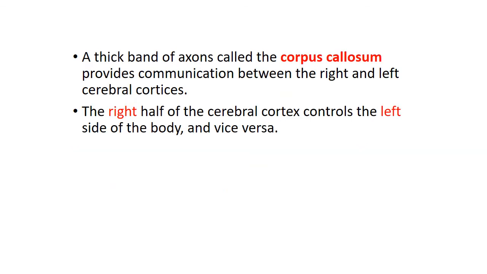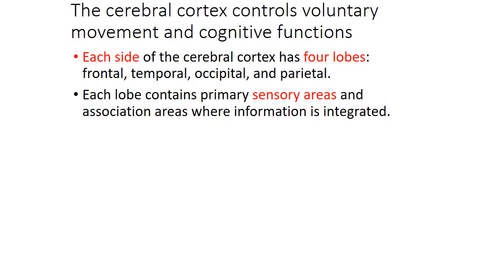These two hemispheres are divided by the corpus callosum, which is actually a white colored mass. The right half of the cerebral cortex controls the left side of the body and vice versa. Each side of the cerebral cortex has four lobes: the frontal, temporal, occipital, and parietal.